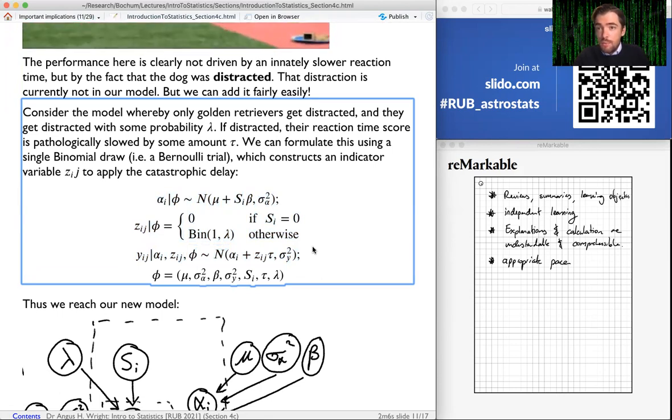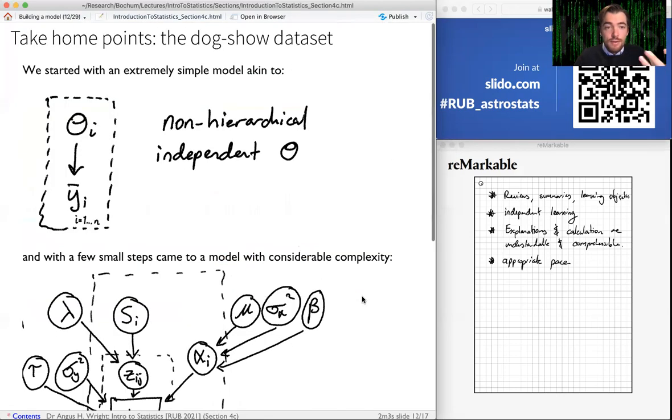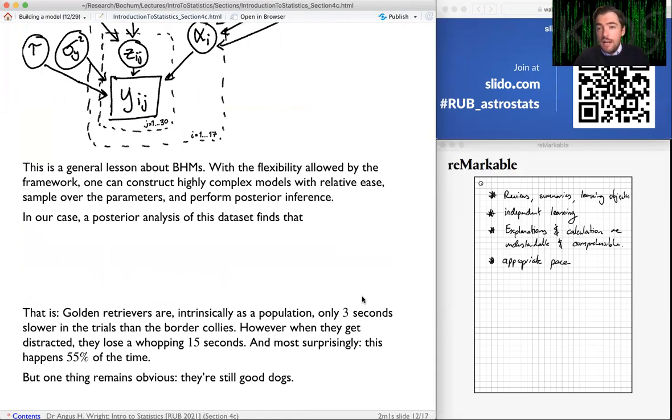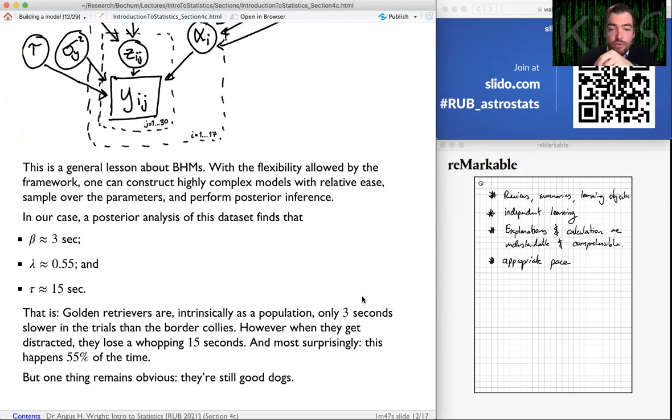And then you can take whatever data set you've observed and you can run an actual analysis, a posterior. In our case, if we run this posterior with a data set that we've observed, which I'm not showing you, we find that beta is equal to 3 seconds, lambda is equal to 50.55, and tau is equal to 15, which means that golden retrievers are intrinsically 3 seconds slower in reaction than border collies. But when they get distracted, they drop 15 seconds on their reaction time. And this happens 55% of the time. But they're still good dogs.